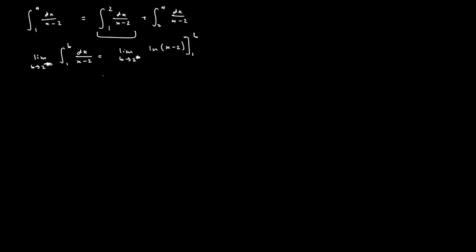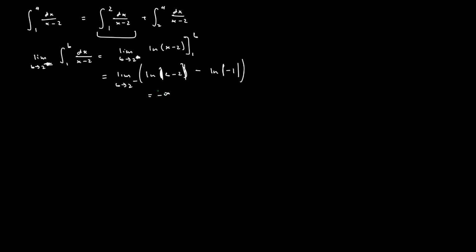That's the same thing as the limit as b tends towards 2 from the negative end of the natural log of the absolute value of b minus 2, minus the natural log of the absolute value of negative 1, which is just going to be 1, and log of 1 is 0. So as we go closer and closer to 2, this will be closer and closer towards 0, and the log of 0 as we go closer and closer to it will evaluate to negative infinity. So this is equal to negative infinity.